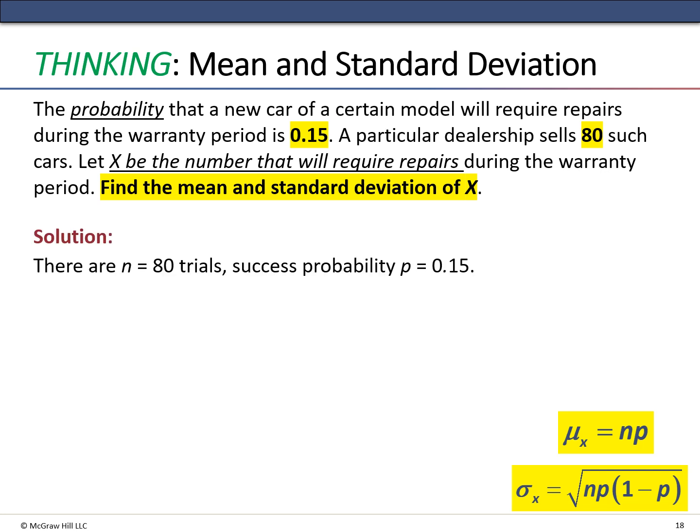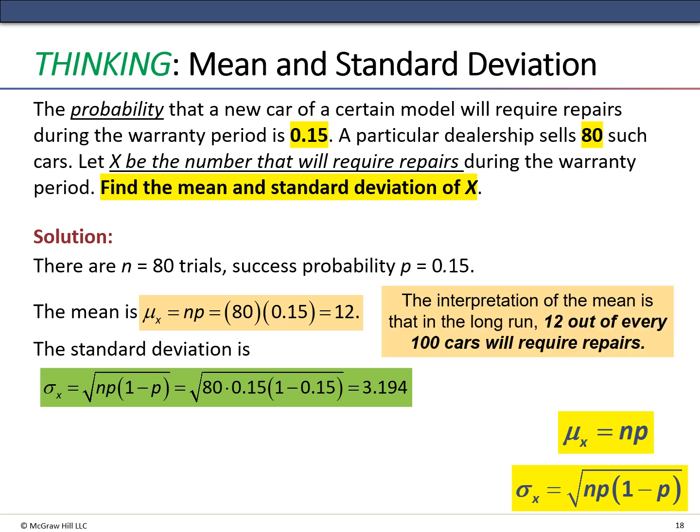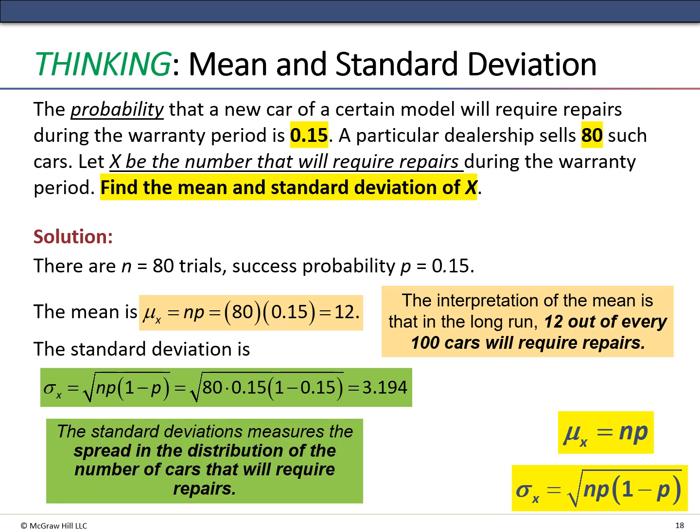So the mean is really simple to calculate. It's just the product of these two. And our standard deviation is not much more difficult. It's our 80 times the probability times 1 minus the probability of 0.15, and then the square root of this, which gives us 3.194. These are pretty straightforward calculations. Here we're saying that 12 out of every 100 cars will require repairs, and that's based on a percentage. And the standard deviation measures the spread in the distribution of the number of cars that will require repairs.